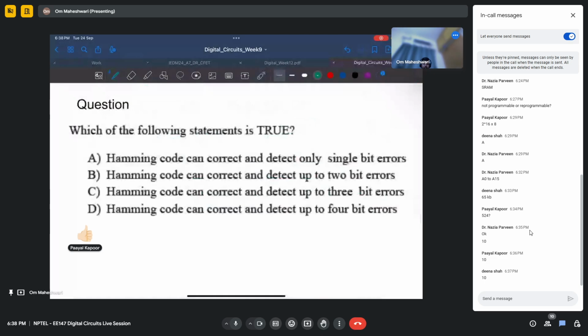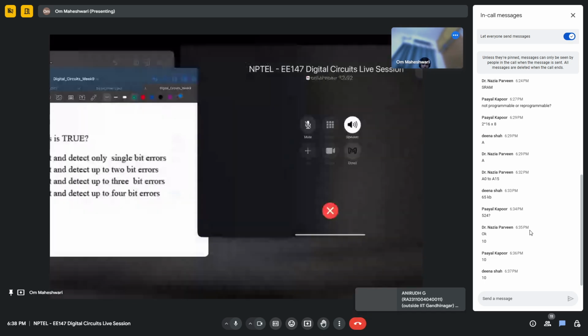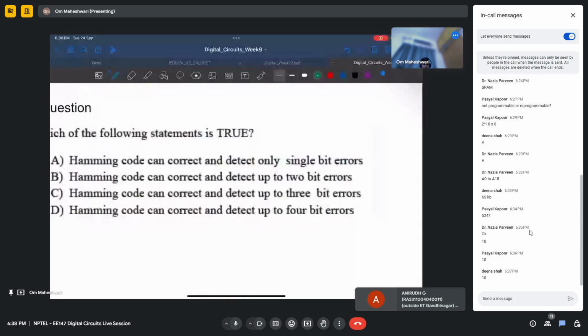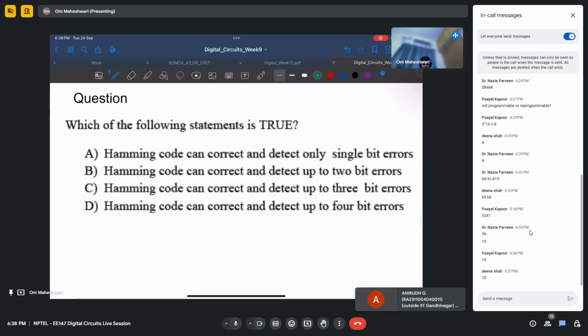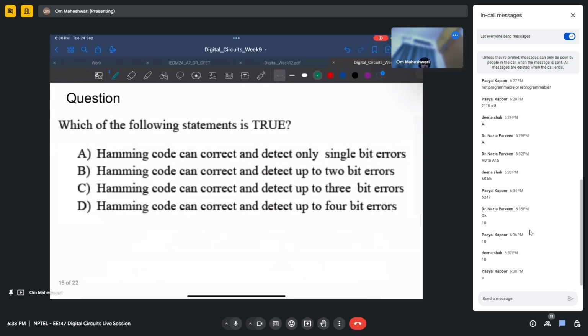Next question is, which of the following statements is true? First is A, Hamming code can correct and detect only single bit errors. B, Hamming code can correct and detect up to 2-bit errors. C, Hamming code can correct and detect up to 3-bit errors. D, Hamming code can correct and detect up to 4-bit errors.